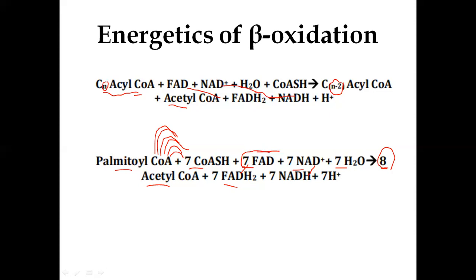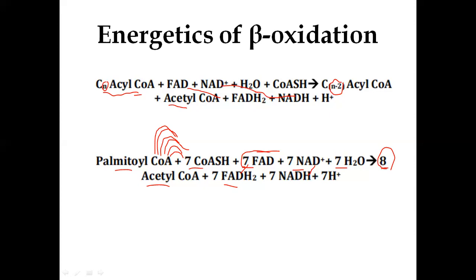Beta oxidation of palmitoyl-CoA releases 8 molecules of acetyl-CoA by undergoing beta oxidation 7 times. The net yield of oxidation of 1 molecule of palmitate is around 129 ATP molecules. It is around 129 ATP molecules.